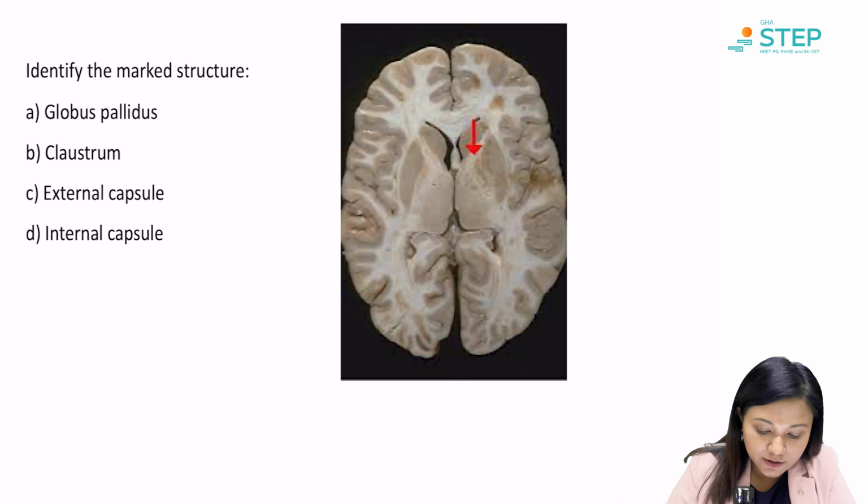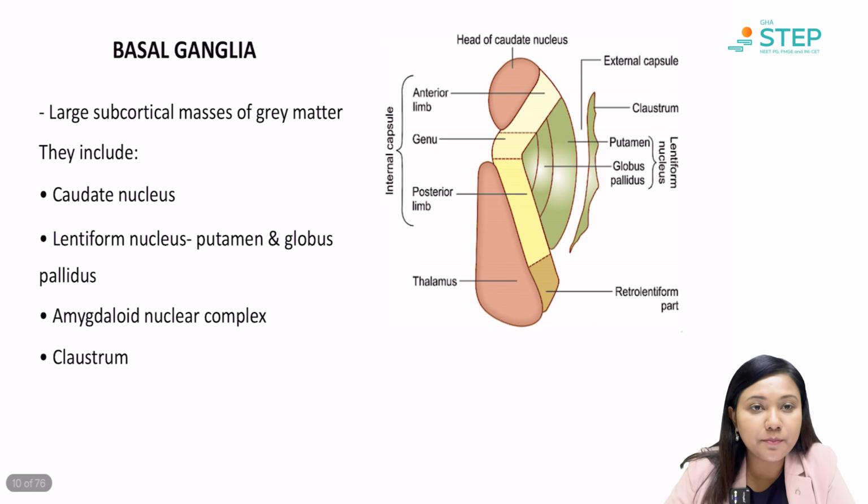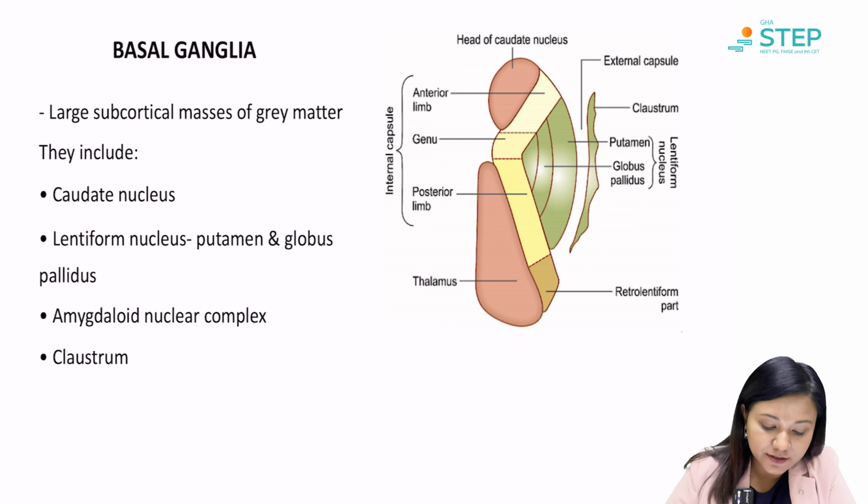So they have given a cadaveric image, and I asked to identify the marked structure. The options are globus pallidus, claustrum, external capsule, and internal capsule. So before attempting to answer this question, let us study a little bit about the basal ganglia and internal capsule.